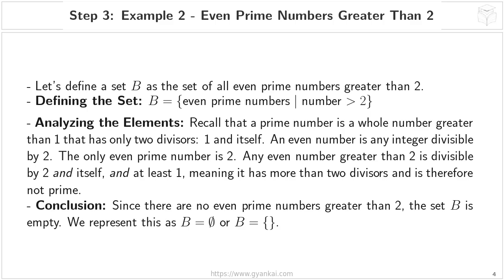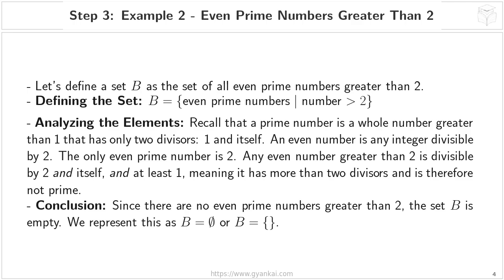Therefore, since there are absolutely no numbers that satisfy both conditions, being even, prime, and greater than 2, the set B contains no elements. This means set B is an empty set. We represent this by writing B equals the empty set, or simply B equals empty curly braces. Remember, the empty set is denoted by either a symbol that looks like a capital O with a slash through it, or just empty curly braces.